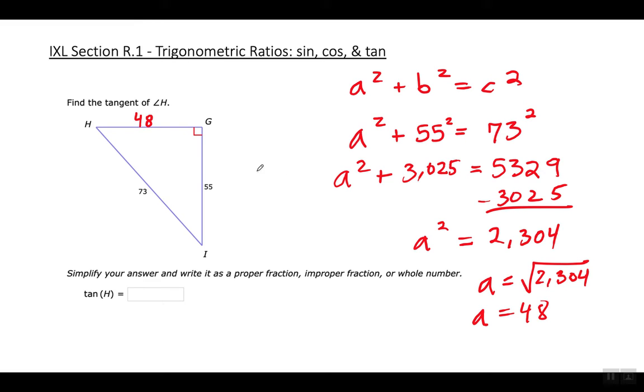Like I said, this particular problem doesn't have anything. It's pretty basic. But let me do one basic one, and then we'll go over the ones with radical signs.